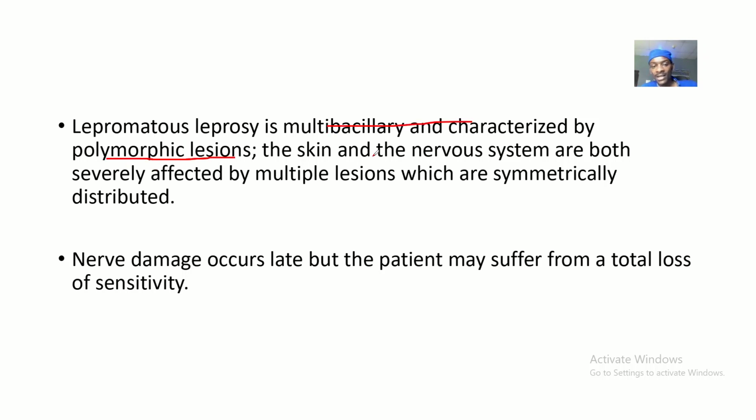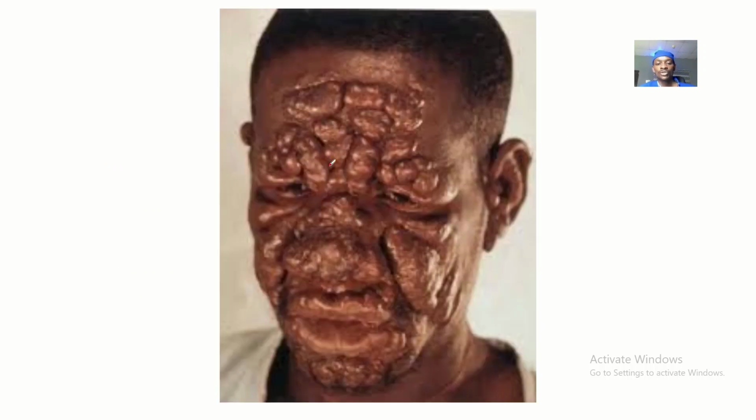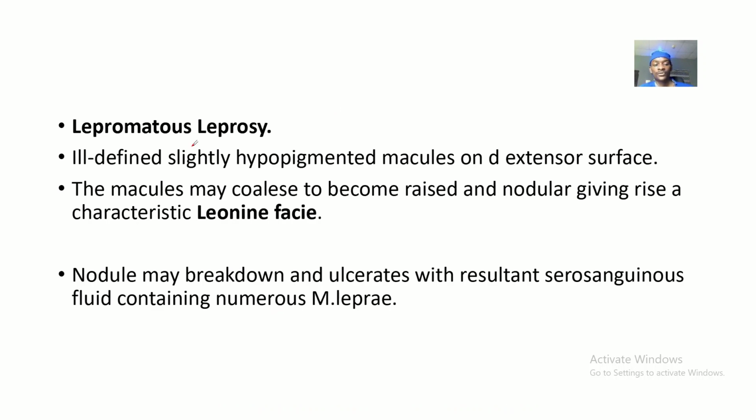This lepromatous leprosy is multibacillary and is characterized by polymorphic lesions. The skin and the nervous system are both severely affected by multiple lesions, which are symmetrically distributed. Nerve damage occurs late, but the patient may suffer from a total loss of sensitivity. You see all those bulbs? They call them foam cells. I've already made a video on foam cells; if you want to watch the single video on foam cells, I could just get it for you.